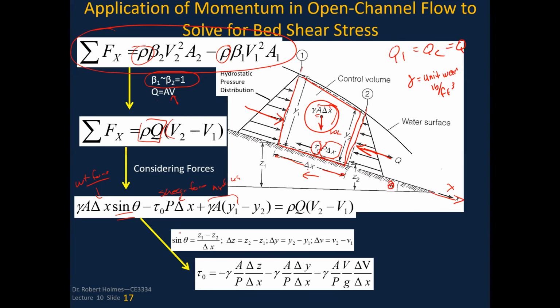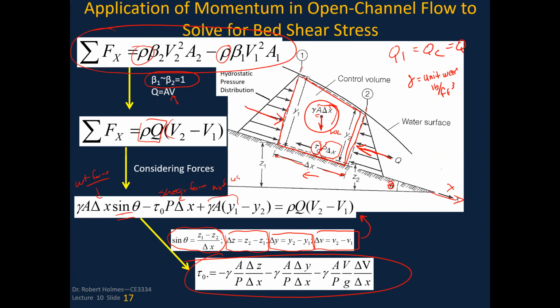Now, getting rid of sine theta, that's nothing more than Z1 minus Z2 over delta X. Delta Z is Z2 minus Z1. Delta Y is Y2 minus Y1. And delta V is V2 minus V1. If I put these abbreviations in and substitute them into the equation above, I end up with this form right here, pulling through the shear stress.